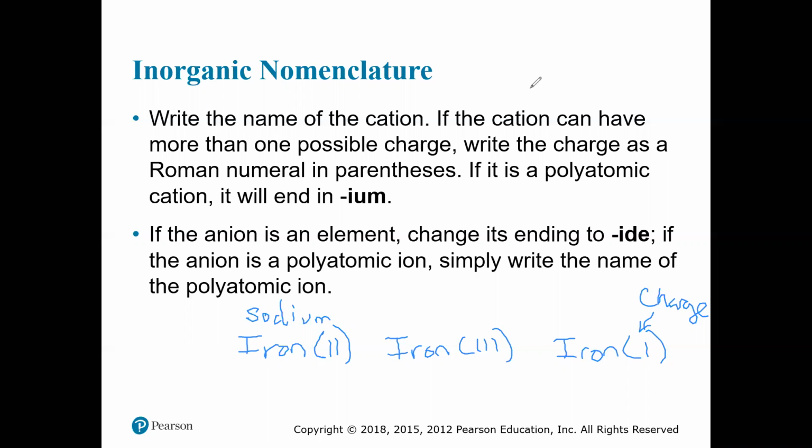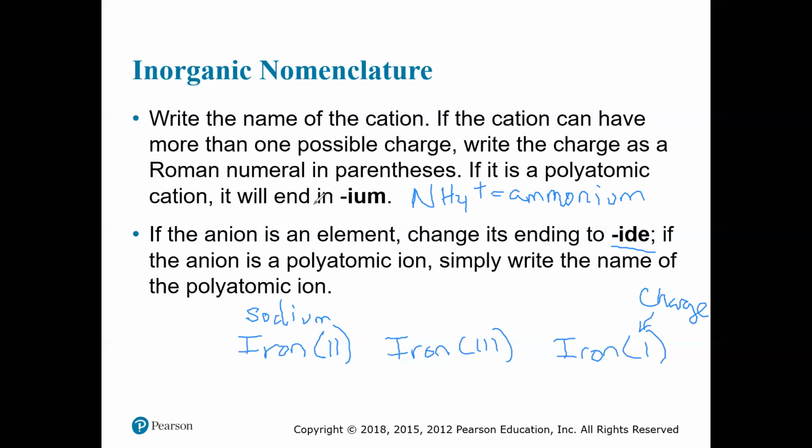If for some reason it's a polyatomic cation, it will end in IUM. Really, the only polyatomic cation that we see quite a bit is ammonium, which is NH4+. This is ammonium. All right, so we write the cation first. If the anion is an element, we will change the ending to IDE. If the anion is a polyatomic ion, just write the polyatomic ion.